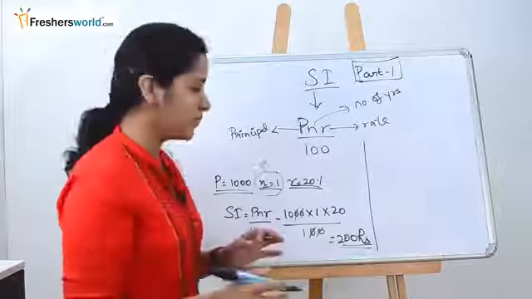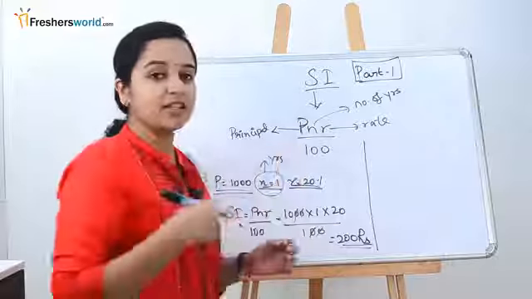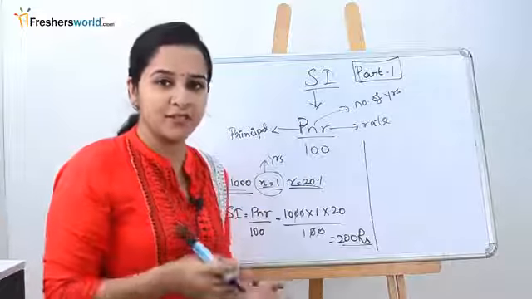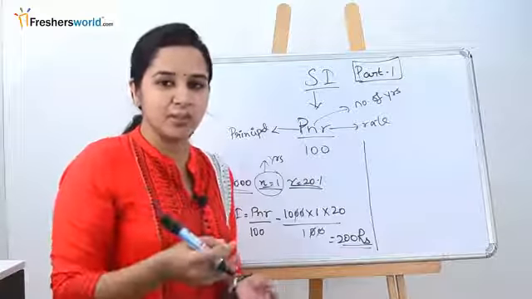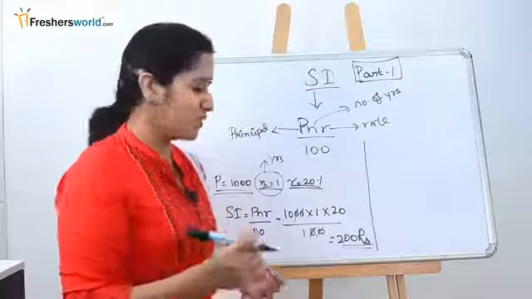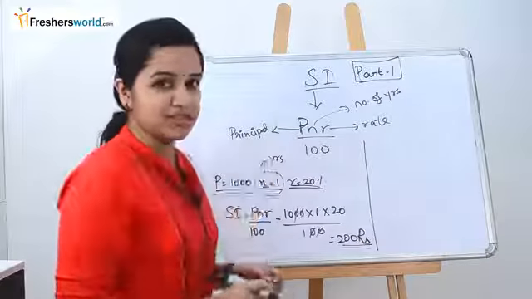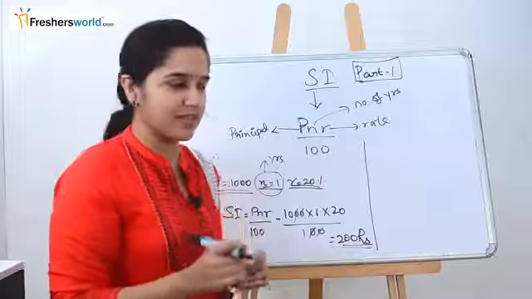Always, N will be represented in years. Let's say in a sum they give you 9 months. Then in that case, you have to represent it as 9 by 12. So always remember N will be in years. This is where a lot of people make mistakes.